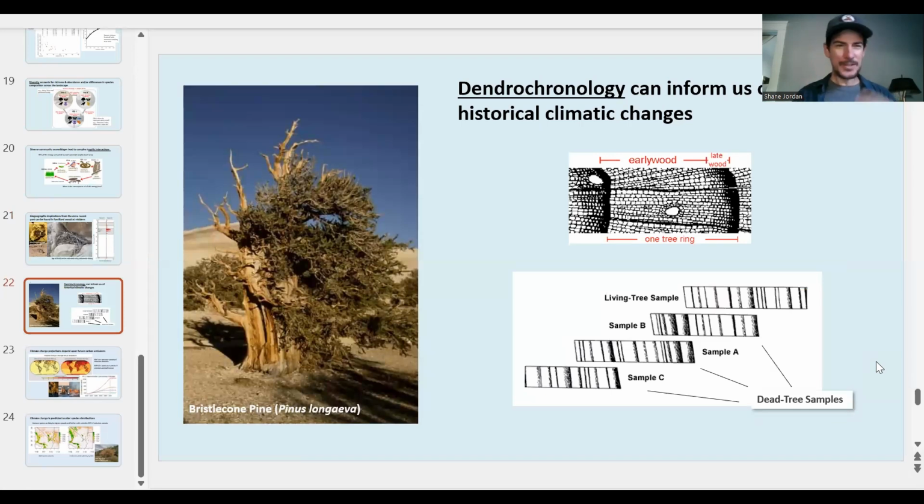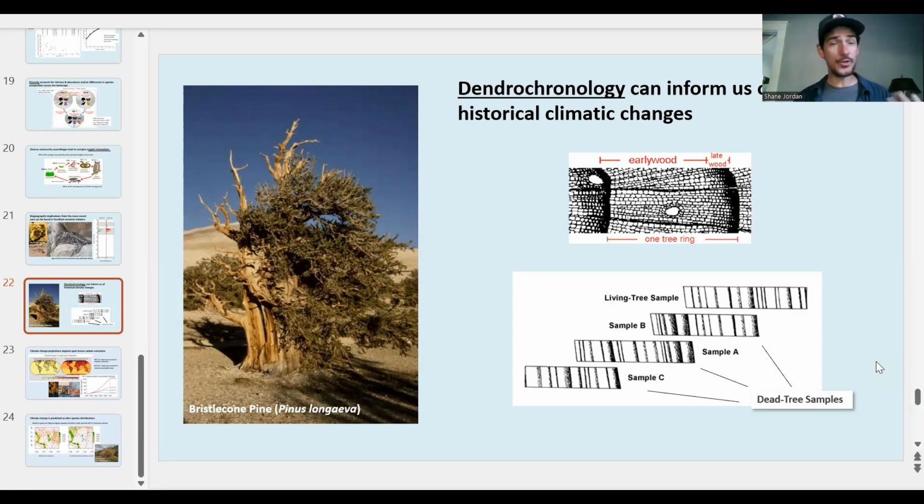Another similar kind of method that's used to figure out how climate has changed over relatively long periods of time is something called dendrochronology. And dendrochronology is the study of tree rings. And so basically, we can look at tree rings and compare their widths. And obviously, we can use the number of tree rings that a particular trunk has in order to figure out how old it is or was when it died.